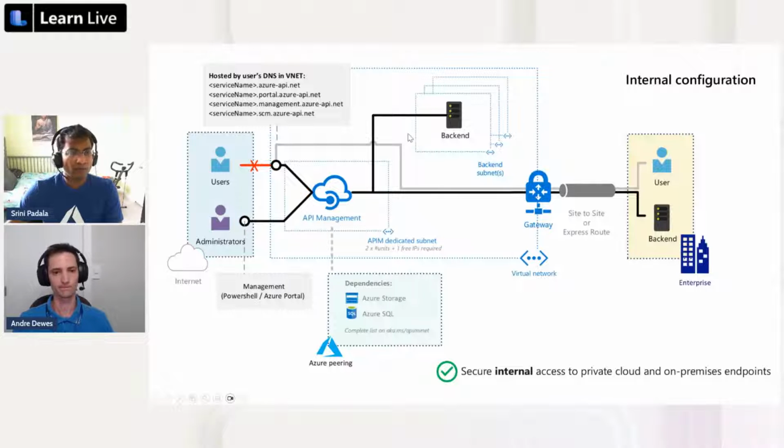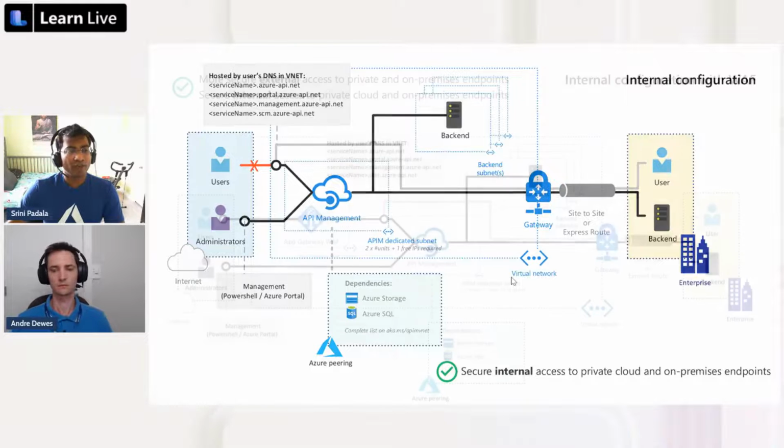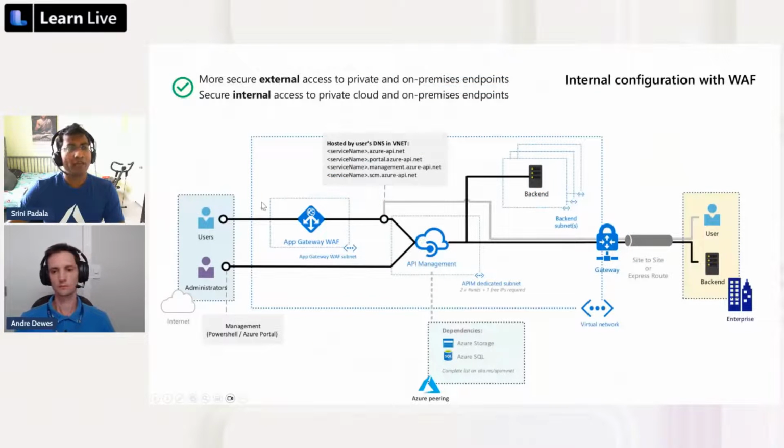Now, we talked about external only configuration, and we talked about internal only configuration. What about if I need both internal and external access? Say, suppose I might have 20 APIs in my organizations. I would want to serve 10 of them externally and 10 of them internally. So we can modify this architecture to front end that with something like an application gateway.